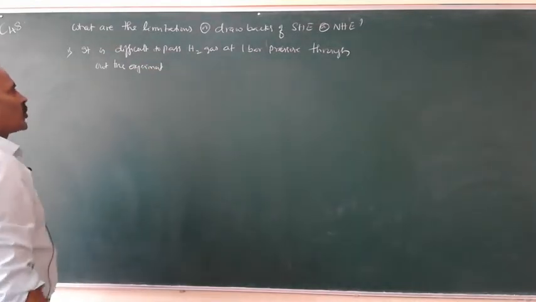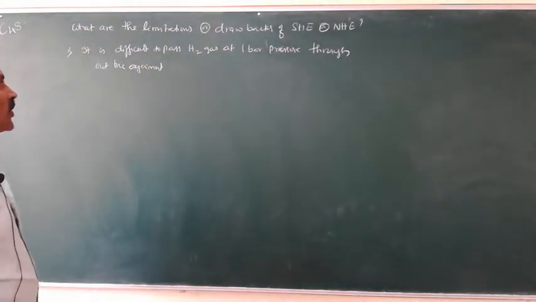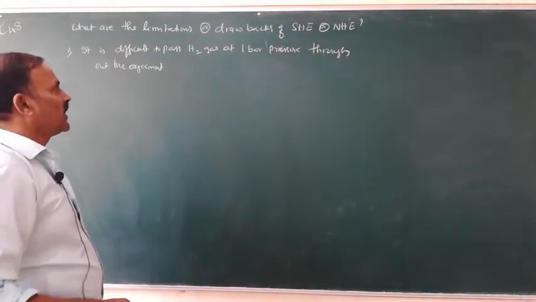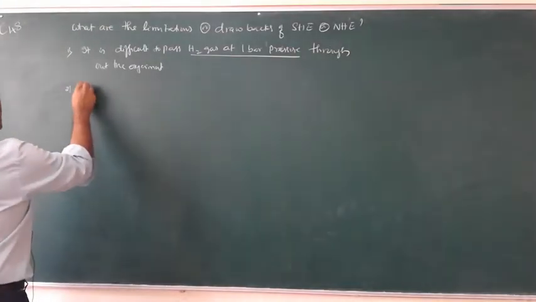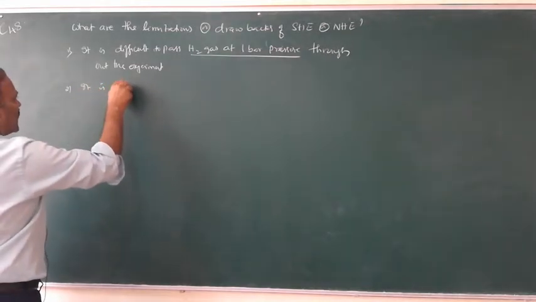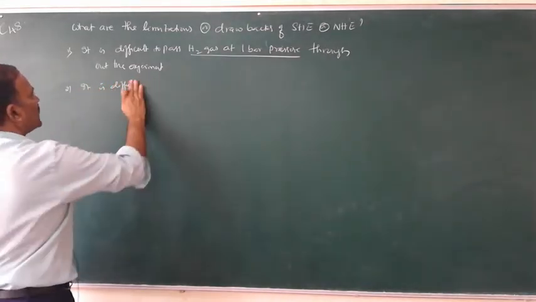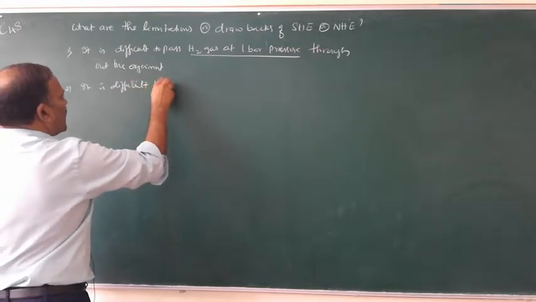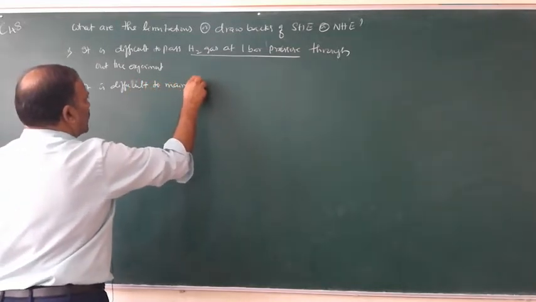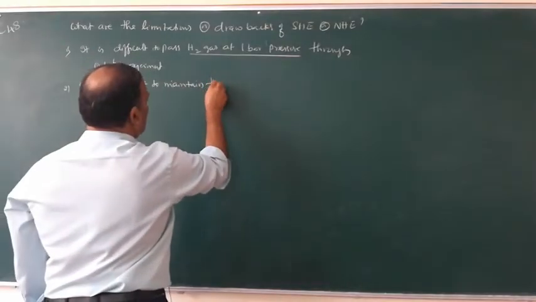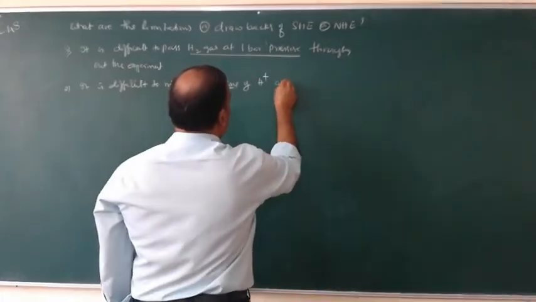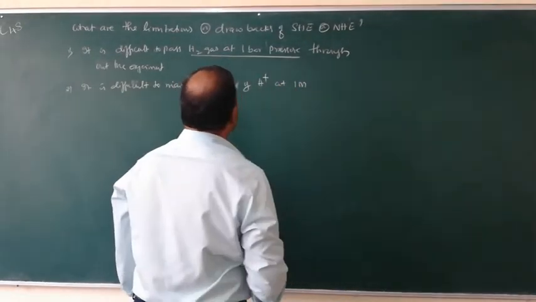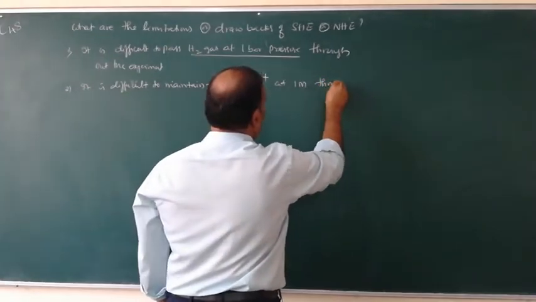So this is the first drawback. We have to pass hydrogen gas throughout the experiment at 1 bar pressure, and it is a difficult process. Number 2, it is difficult to maintain the concentration of hydrogen ions at 1 molar throughout the experiment.